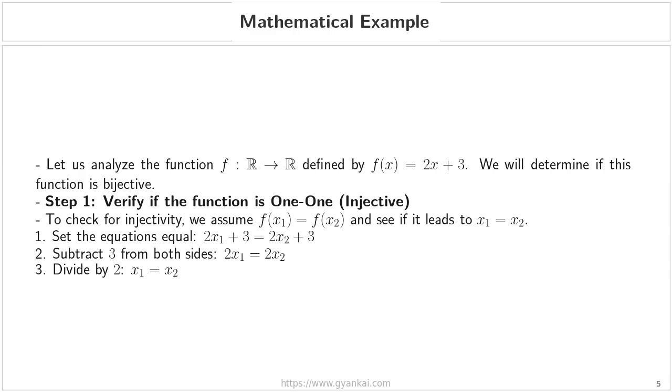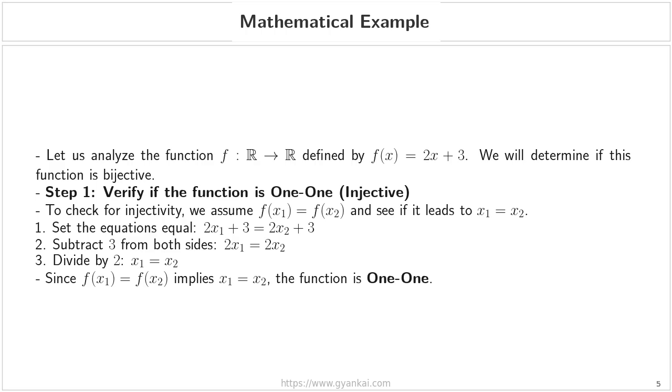First, we subtract 3 from both sides of the equation, which leaves us with 2x sub 1 equals 2x sub 2. Then, by dividing both sides by 2, we arrive at x sub 1 equals x sub 2. Because we have shown that f of x sub 1 equals f of x sub 2 logically implies that x sub 1 must equal x sub 2, we can conclude that the function is indeed 1-1.